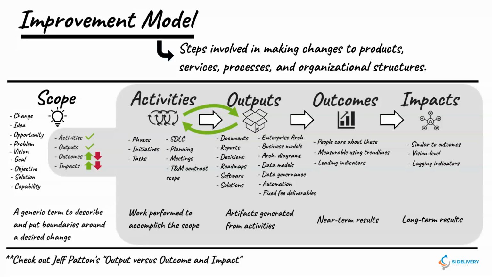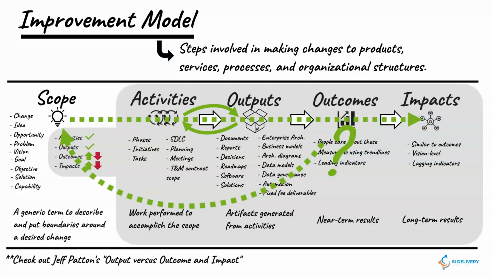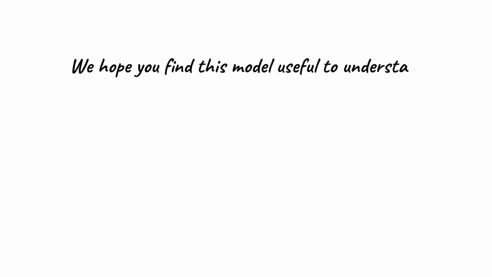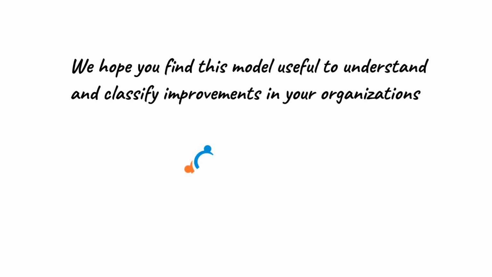With each of these broad categories defined, we can use the improvement model to communicate our improvement ideas, categorize our proposed actions appropriately, create traceability from our scope to the corresponding desired impacts, and be clear about the feedback loops we've created or not created to evaluate whether scope ideas are improving outcomes and impacts or serving mostly to generate activity and output. We hope you find this model useful to understand and classify improvements being implemented in your organizations.